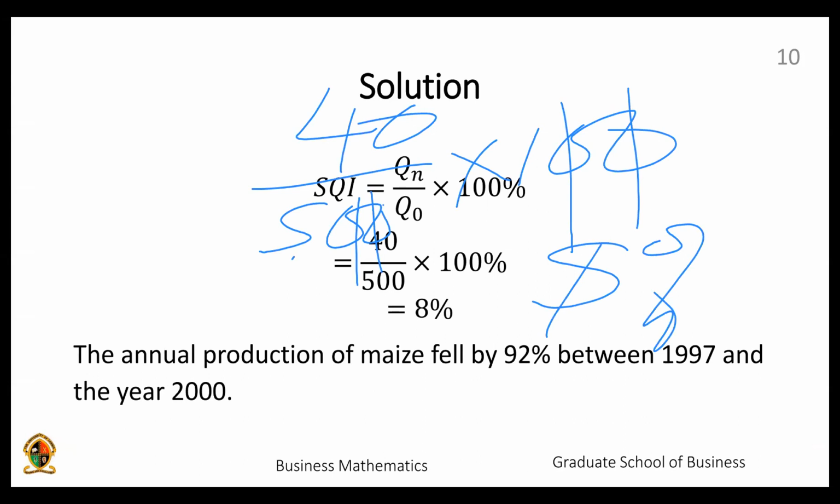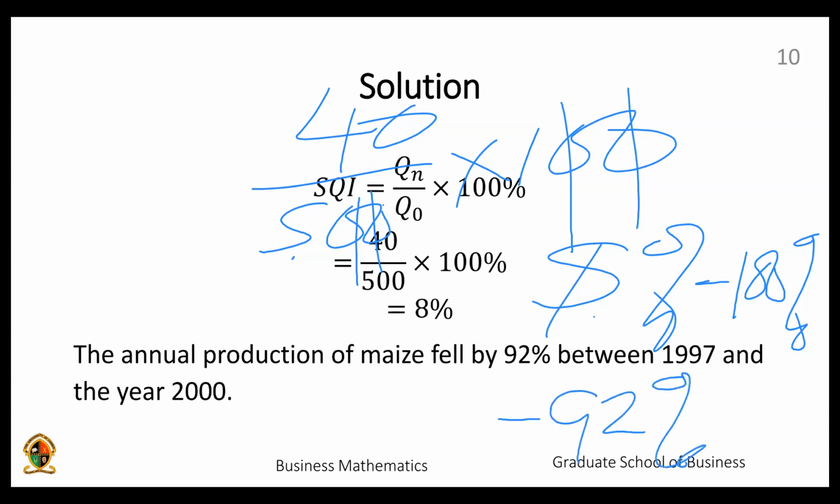So this 8% now minus 100%, isn't it? I told you that the answer you should know, it's 100. That gives you negative 92%. It means that the annual production of maize fell by 92%, meaning it reduced by 92% from 1997 to 2000. Did you get that?